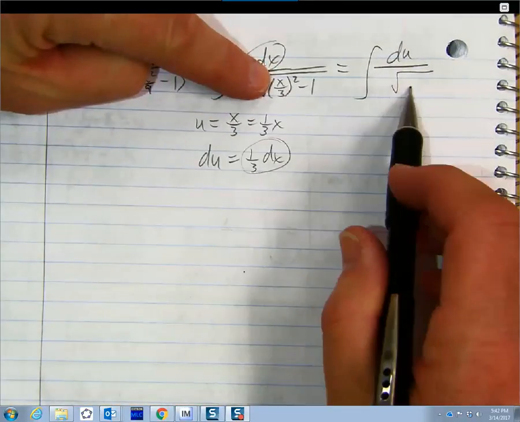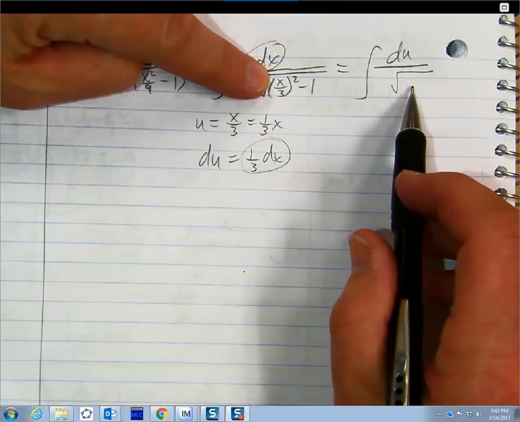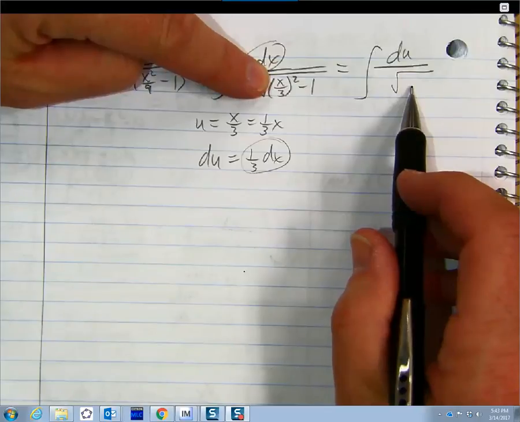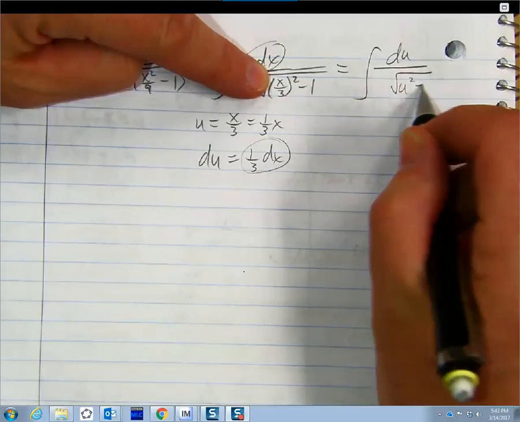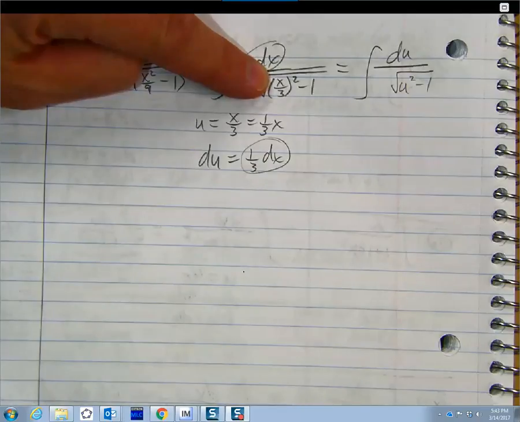And inside the radical, what are we going to have, y'all? 1, 2, 3, go. Yes. u squared minus 1. If you didn't say that, then I guess technically it's a no. Don't do that. But we need that.